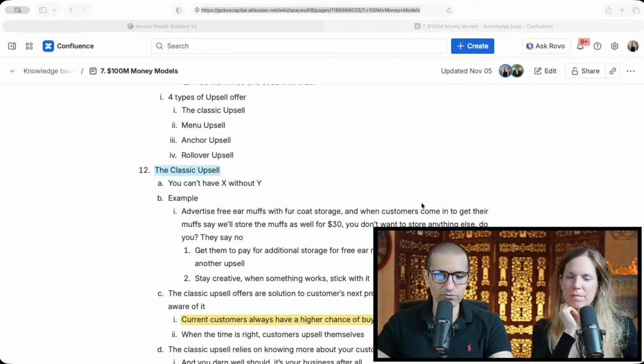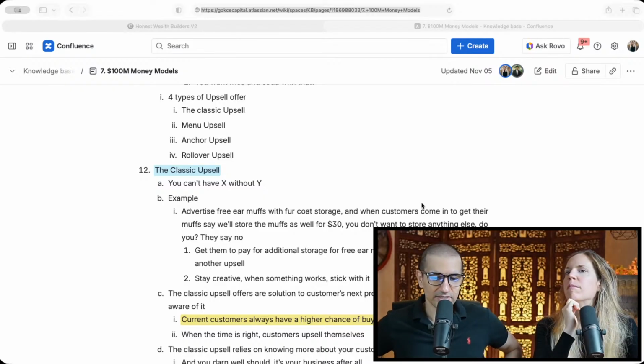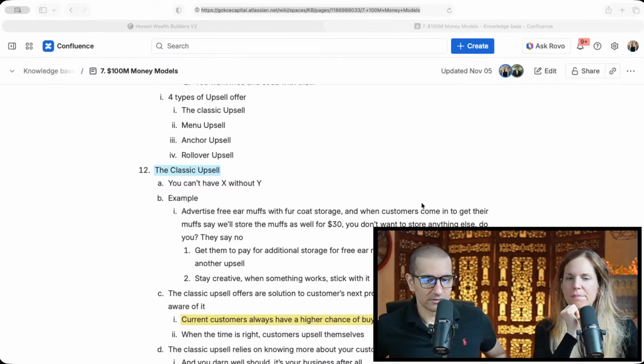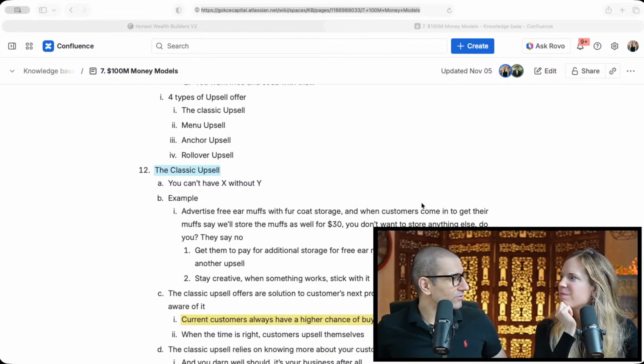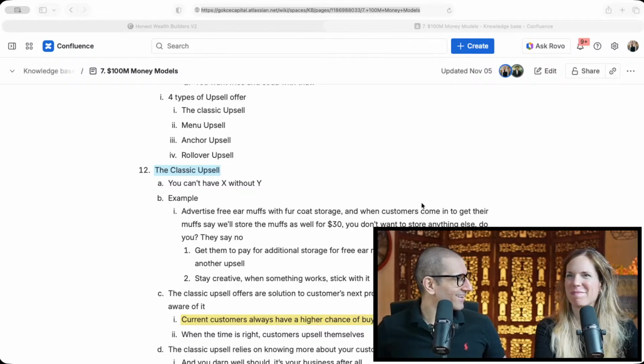So we'll have to do the upsell as well. Hopefully someday we'll master these and be able to help others as well. If someone is asking for advice, we'll be like, well, why don't you do the menu upsell? And then you're like, no, how about an anchor upsell? So we'll know what we're talking about.